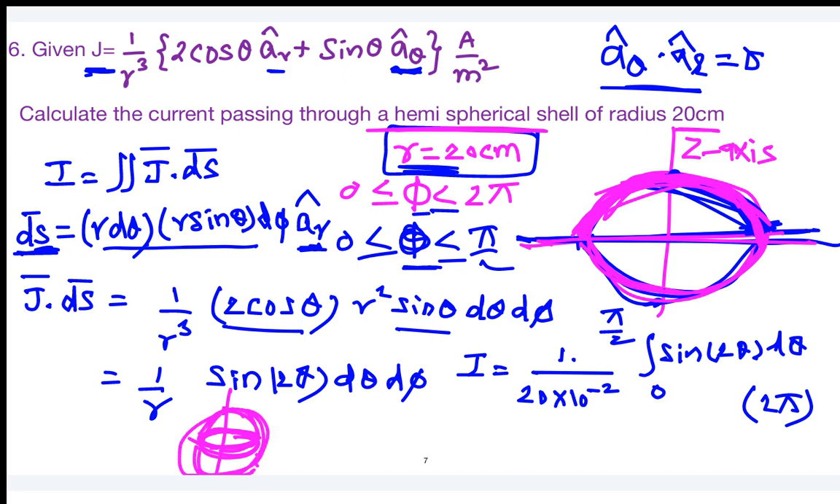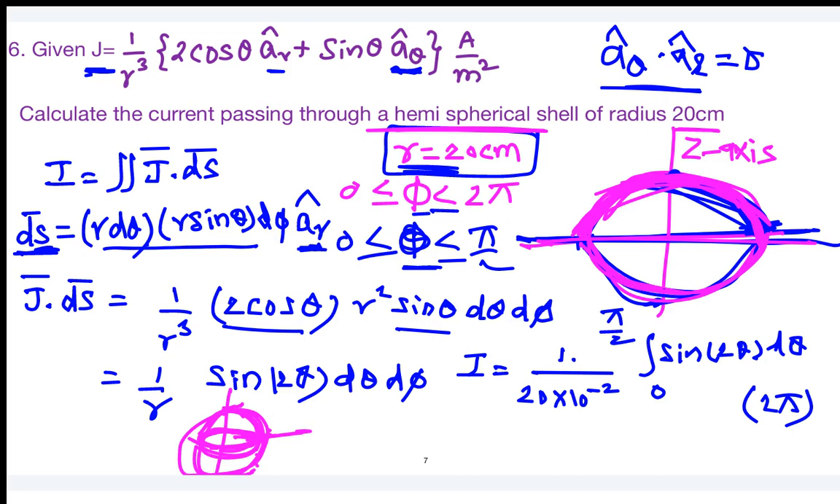Since you have only half sphere, that means theta is varying from here 0 and up to here only. So theta is 0 here, and theta value will be pi by 2 here, right? Yes, that is from 0 to pi by 2.